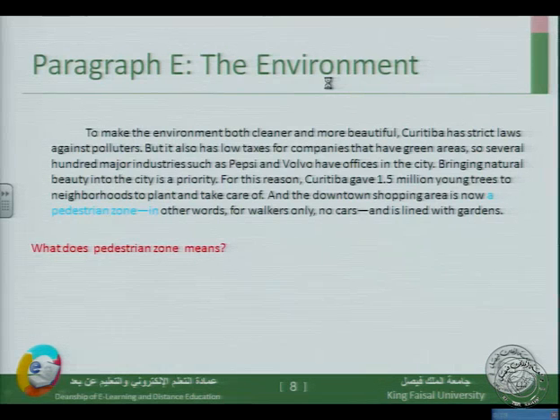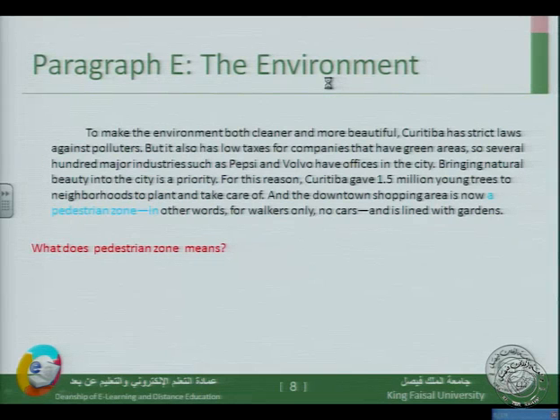And the downtown shopping area is now a pedestrian zone, in other words, for workers only, no cars, and is lined with gardens. The question here, so this is kind of a continuation of Curitiba's passage. We are talking about Curitiba, how a city in a developing country can offer good services to its people.